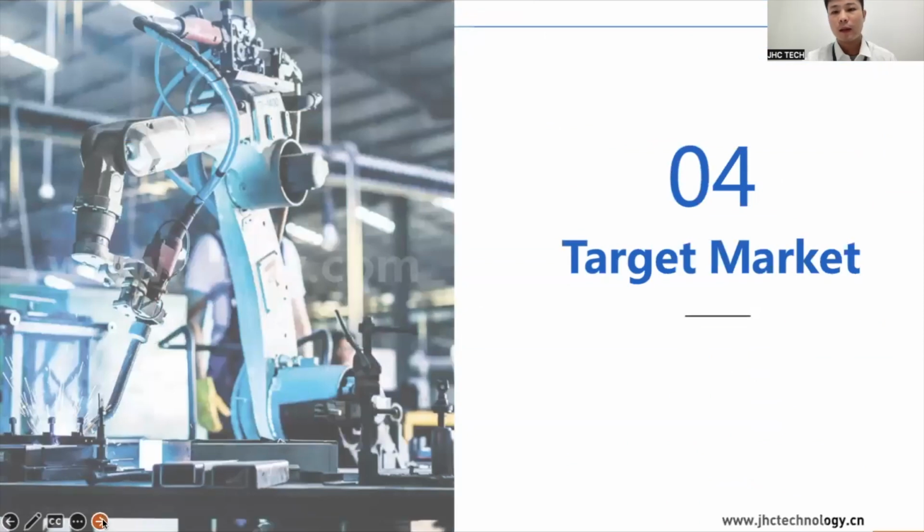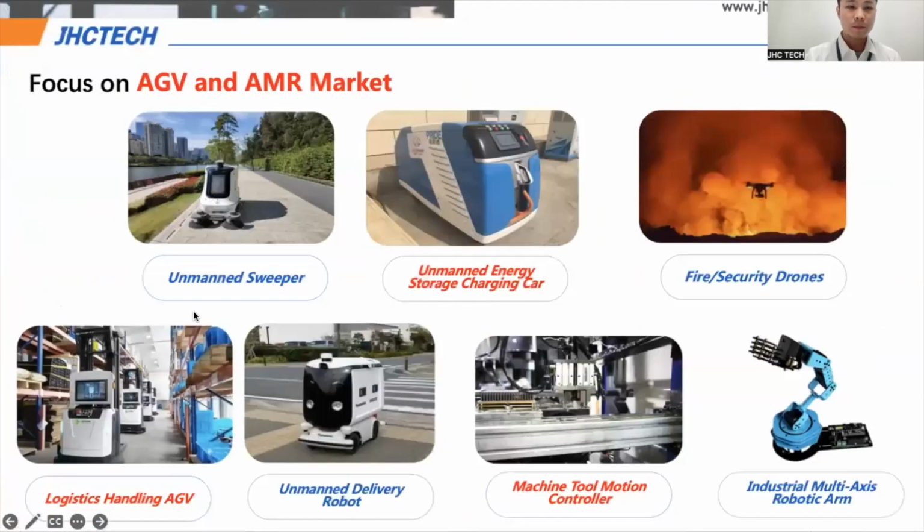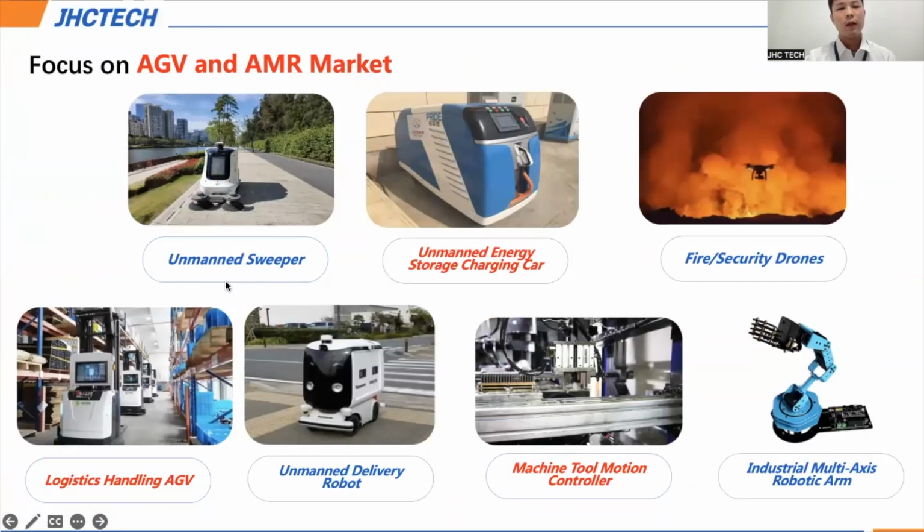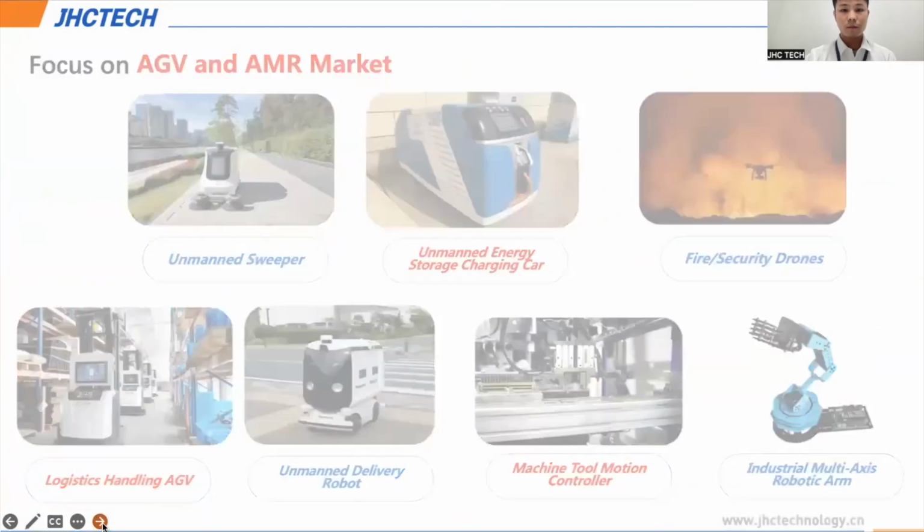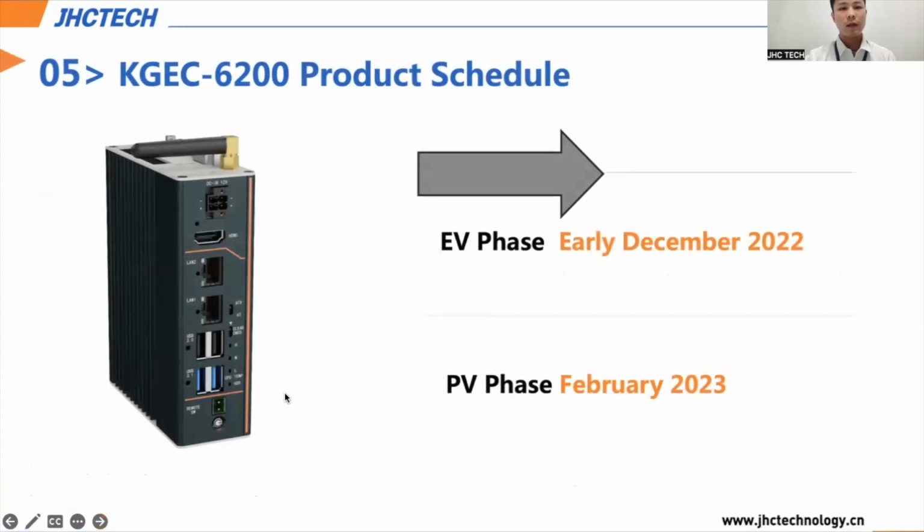Okay, next is the target market. Because of the small size of this product, it can be used in the AGV or AMR market, like unmanned sweepers or robot arms. Okay, the KGEC-6200 will be in PV phase next month of this year.